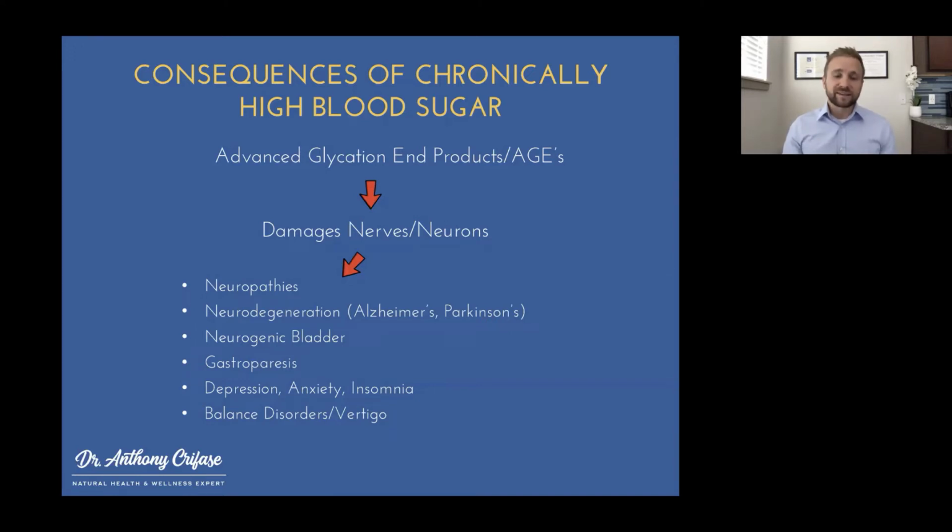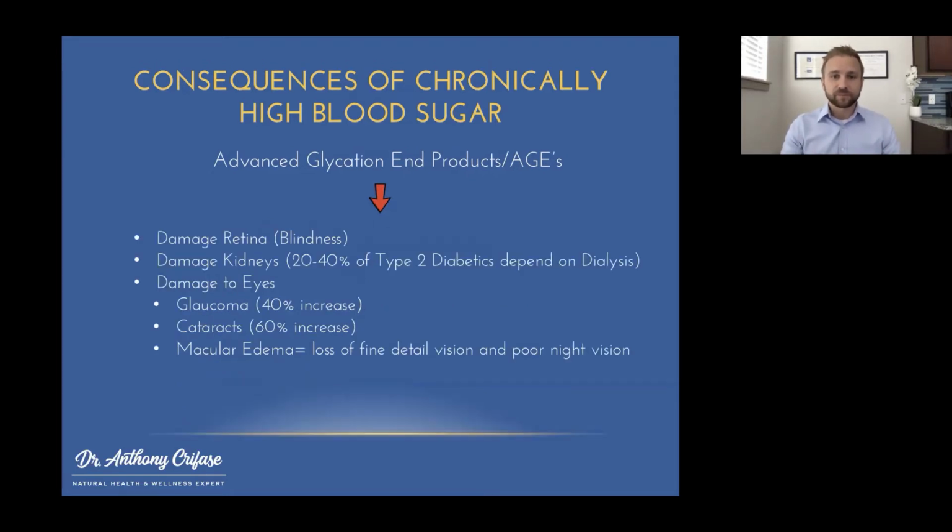Neurogenic bladder, we talked about this. Gastroparesis is where your stomach is not contracting properly. So you have a problem with emptying your bowels, okay? So you might develop things like diarrhea, depression, anxiety, insomnia, balance disorders, vertigo. This doesn't just affect one part of the body, okay? So everything in the body becomes affected when you have high blood sugar, which leads to these advanced glycation end products. These are very damaging things in the body that we must address.